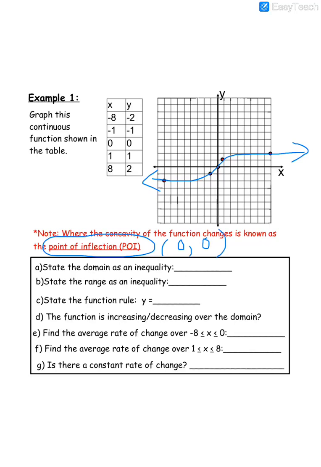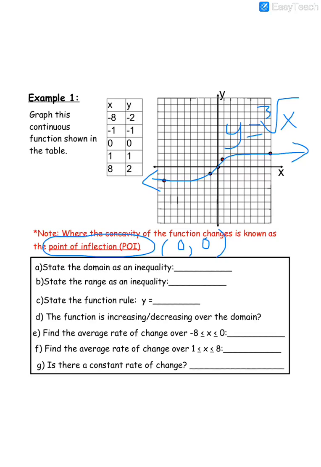Okay? And we're going to label this y equals the cube root of x. This is the parent function of the cube root, the one that goes through (0, 0) and has nothing else done to it. If I took the cube root of negative 8, I'd get negative 2. If I took the cube root of negative 1, I'd get negative 1. The cube root of 0 is 0, the cube root of 1 is 1, and the cube root of 8 is 2. That's where these come from.